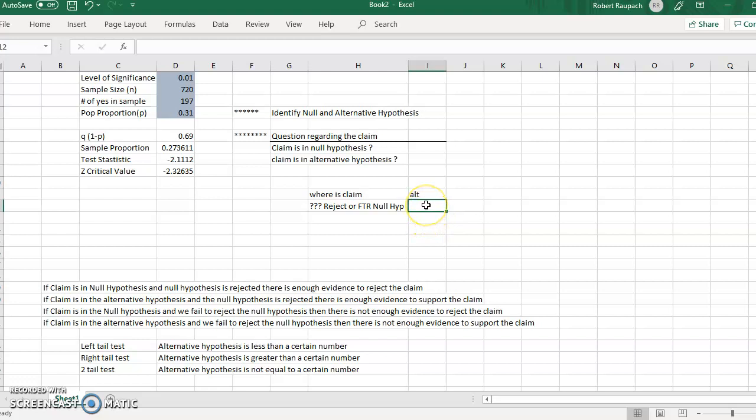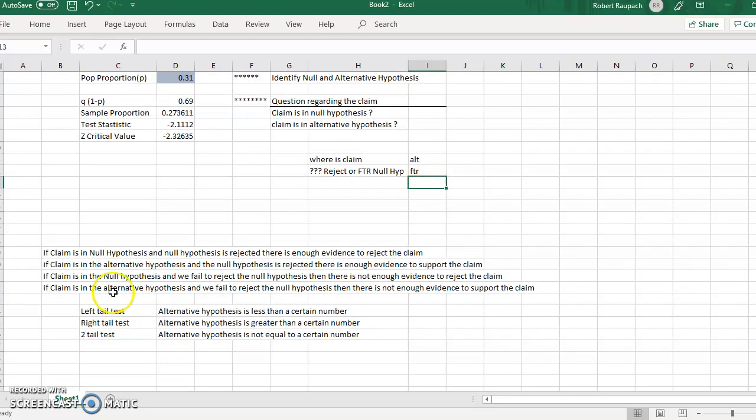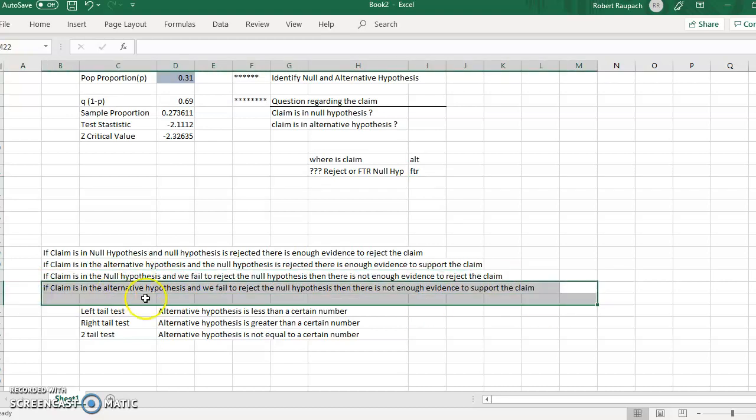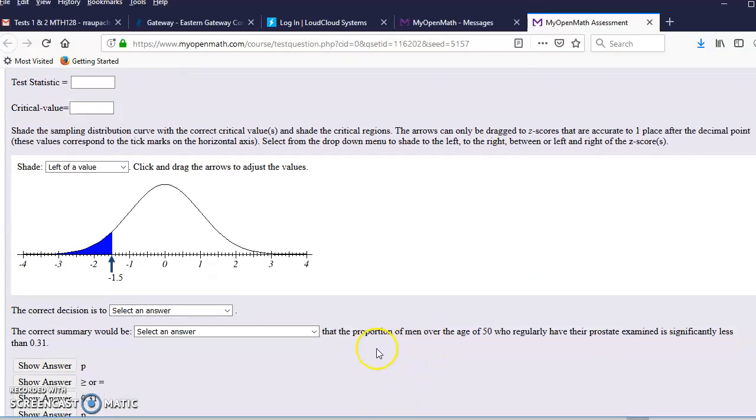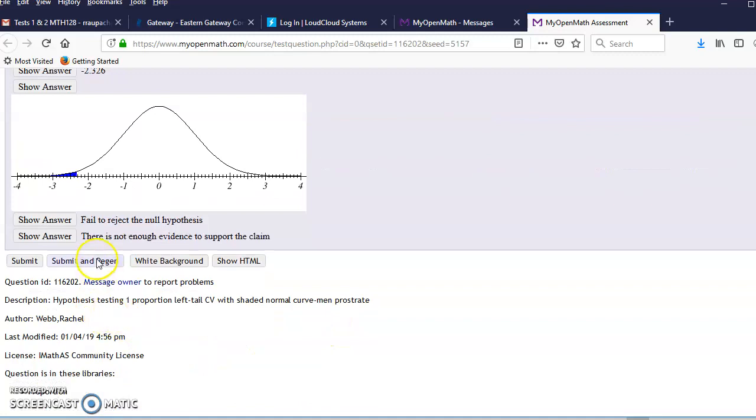So we failed to reject the null hypothesis, okay? So the claim is in the alternative hypothesis, which is either this one or this one, and we fail to reject. So it's this one. So this is the one right here that we're looking at for interpretation. If you just look at that, the claim is the alternative, and we fail to reject the null hypothesis. So then the answer is there is not enough evidence to support the claim. And actually, that's exactly what this says for interpretation. There is not enough evidence to support the claim, okay?